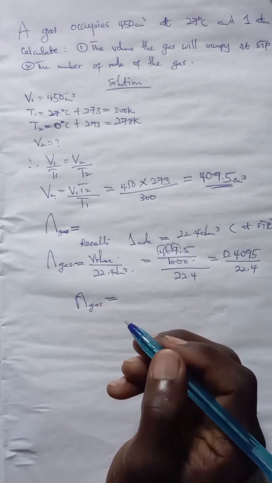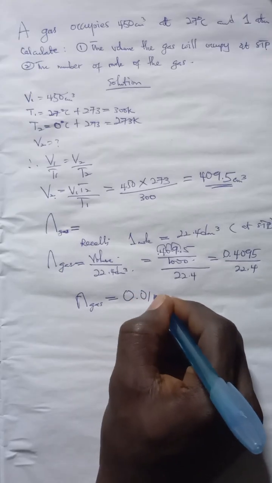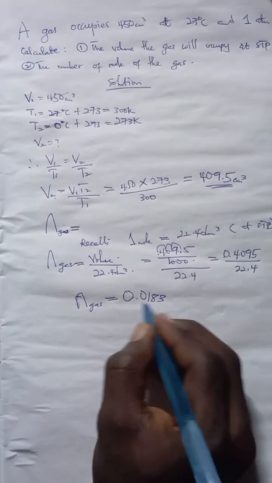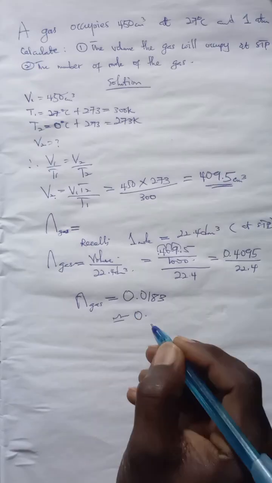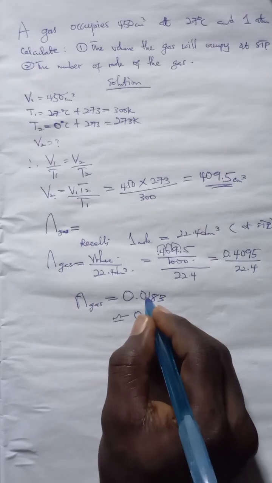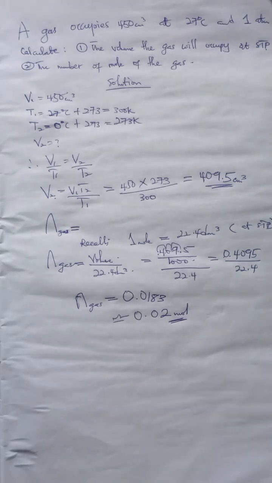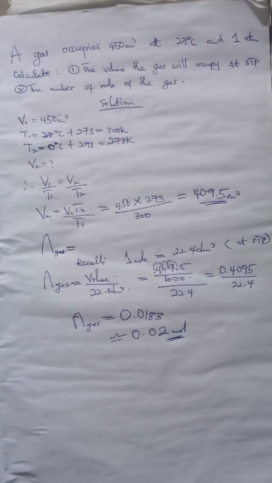That's 0.4095 divided by 22.4. So the number of moles of the gas will be 0.01883. Approximately, to 2 decimal places, it will be 0.02 mole. That's our answer. If your answer is not in 2 decimal places, let's say your options are not there, just leave it like that, okay? So that's how it should be. If there's any question, let us know.